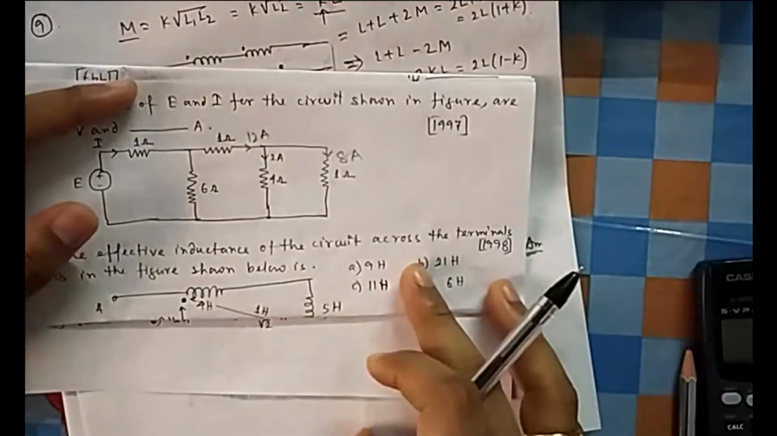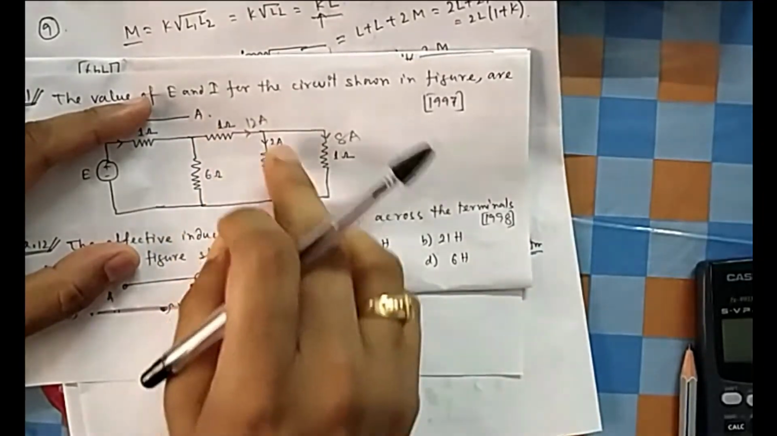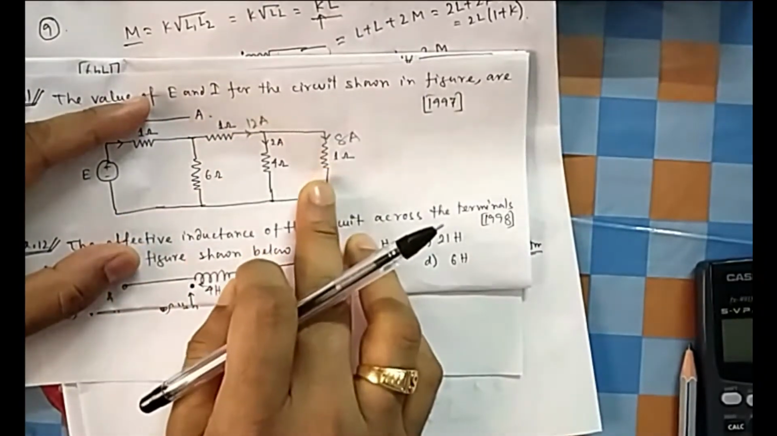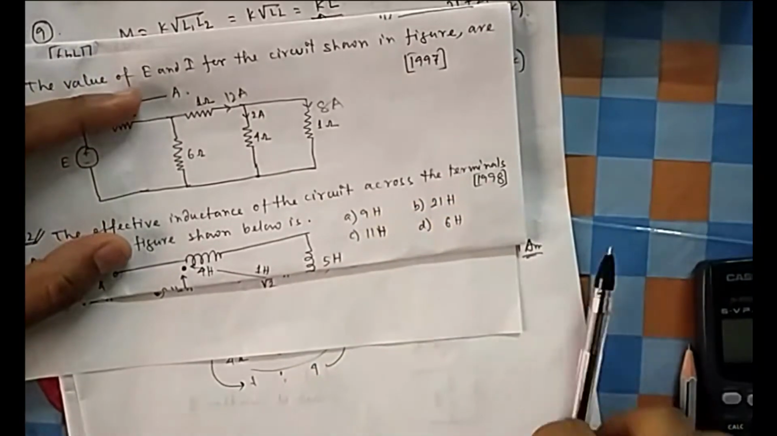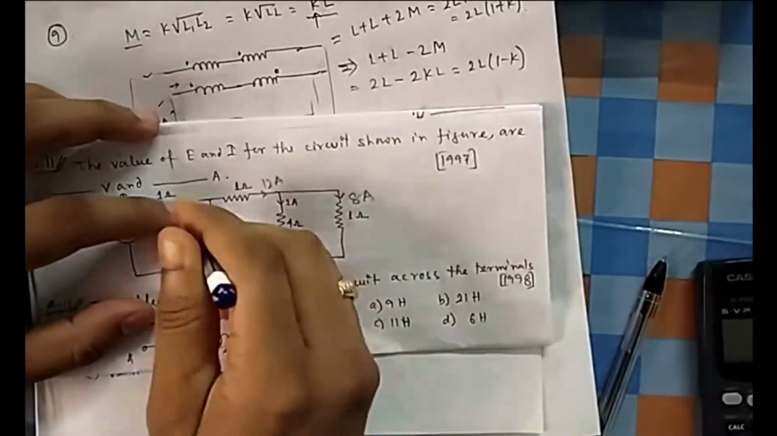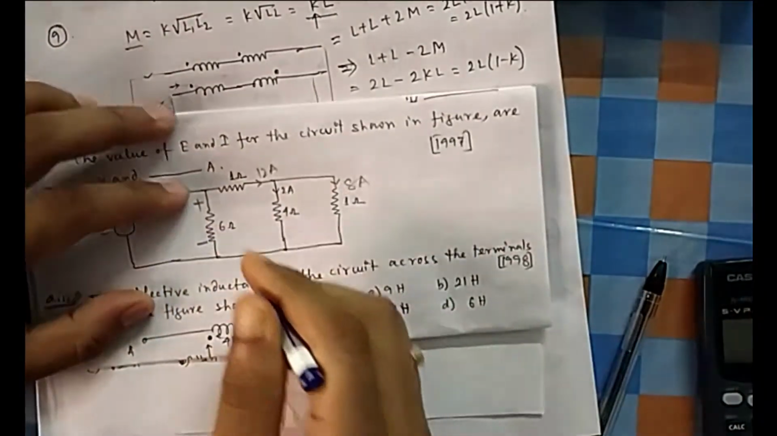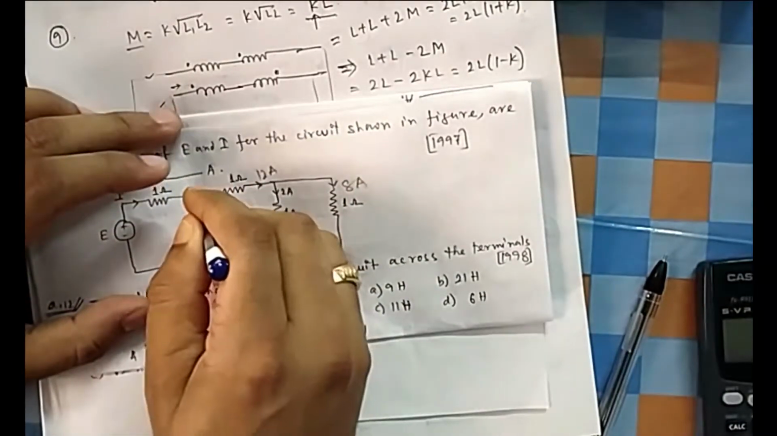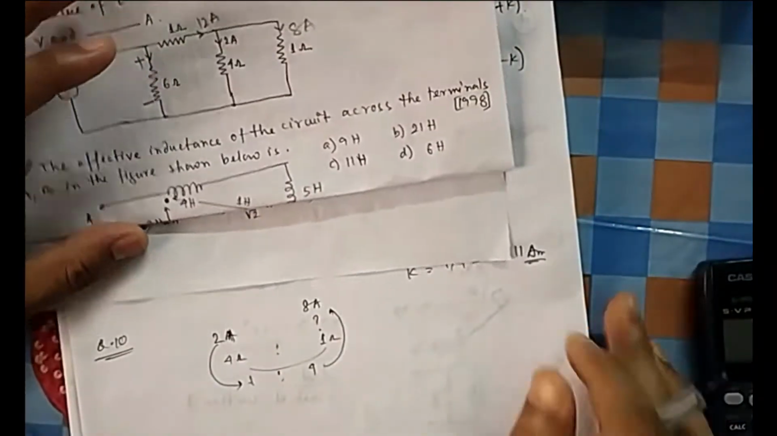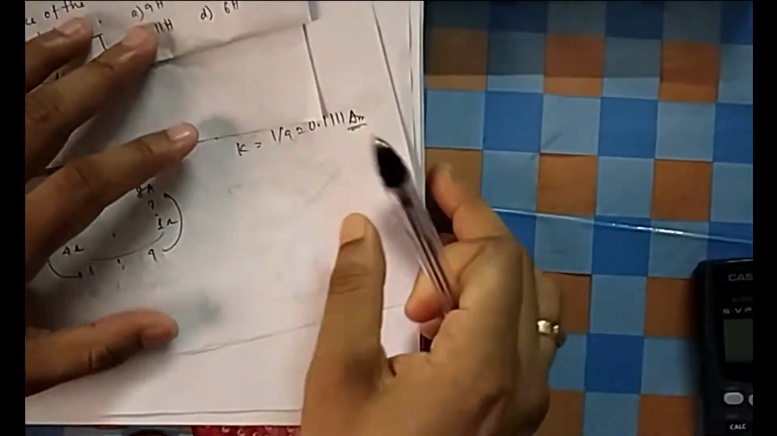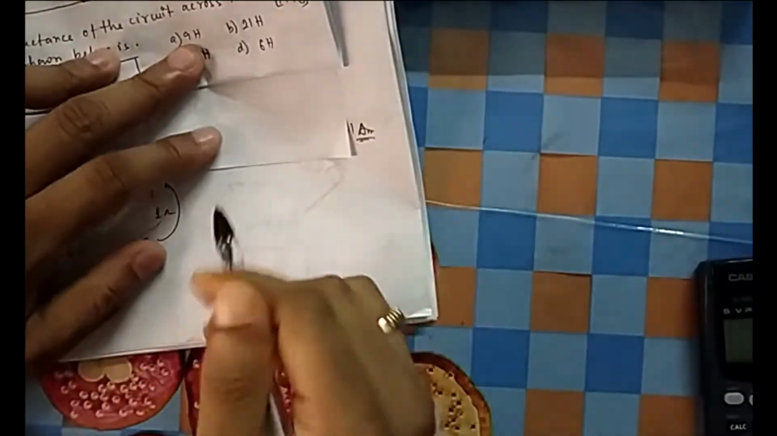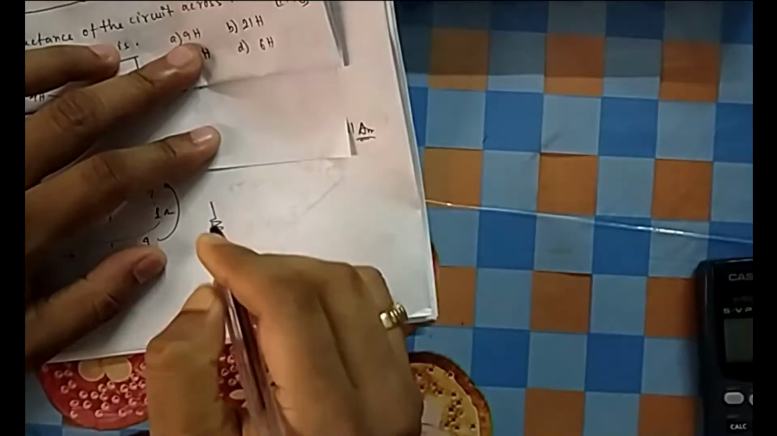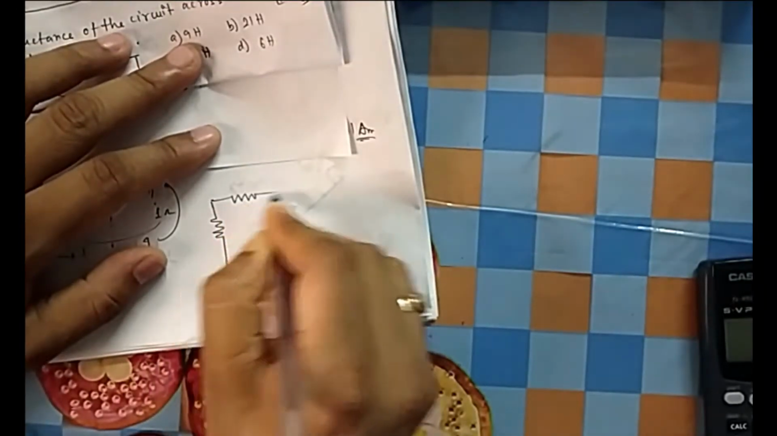You can take KVL, KCL, whatever. You can take the equivalent resistance of the parallel of these two, then this, then calculate how much current is flowing through this. Anything can be done. But let me do it in this way. In case of KVL, KCL, I always prefer to do it here and then I will explain it.